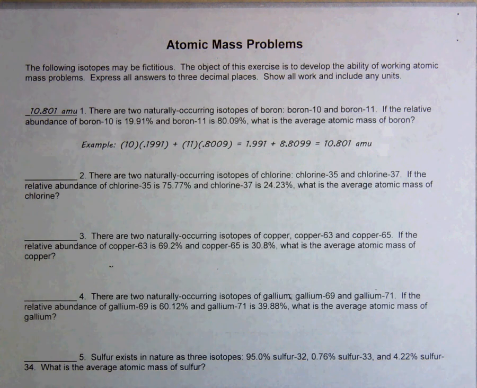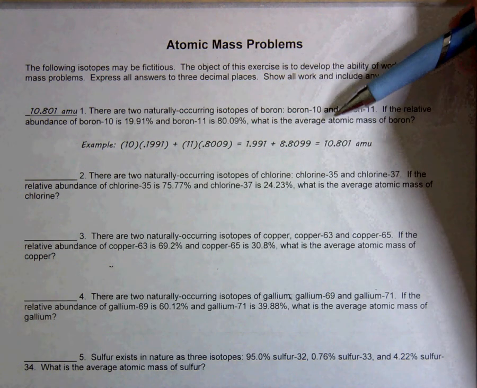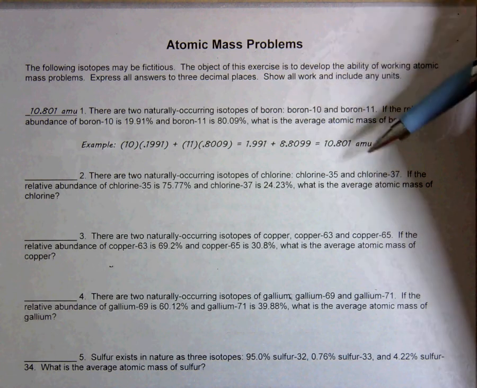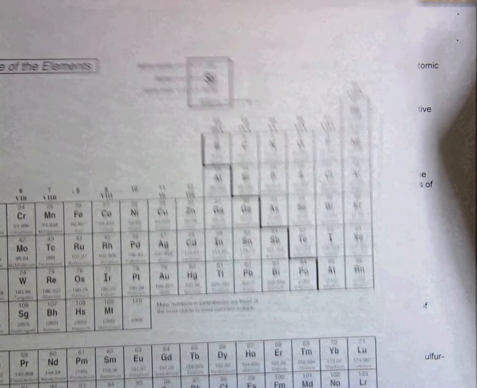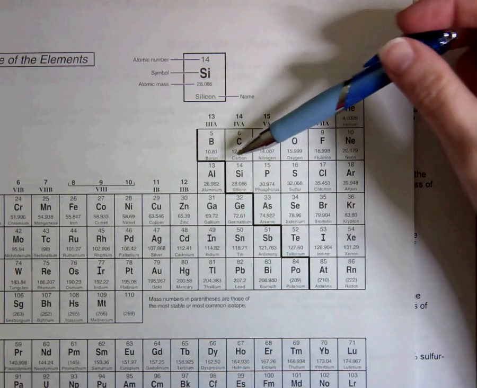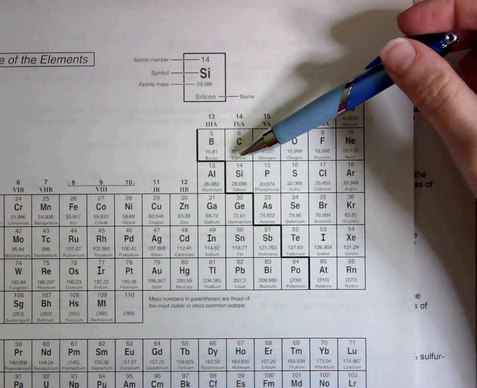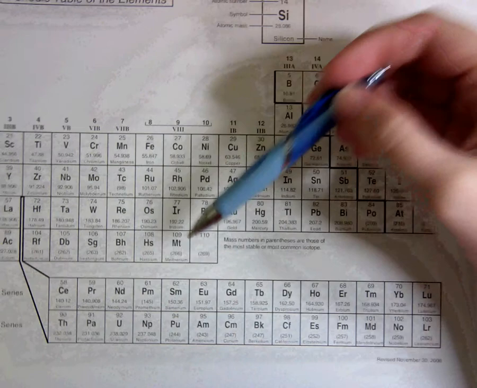Atomic mass problems. Number one is done for you, and let me explain what it is that they're doing. If you notice on the periodic table, the atomic masses are never whole numbers. They always have numbers after a decimal point. I guess there are some exceptions down here.